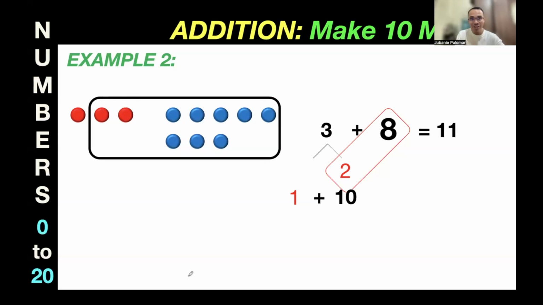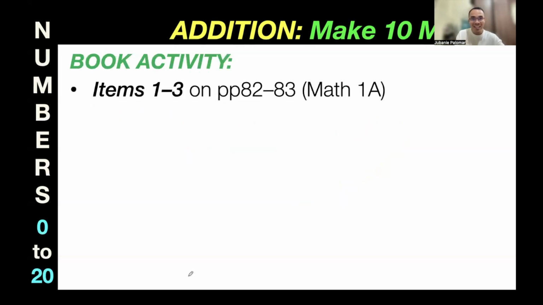All right. To check if you have understood our discussion for today, I want you to do the following book activity. Items 1, 2, and 3 on pages 82 and 83 of Math 1A. If you are already done with these items, then you're done. Okay? If not yet, you do these items. And right after this video, you also check your Math Pro because I'm going to assign an activity regarding our discussion today.